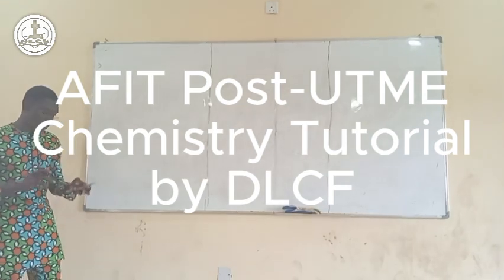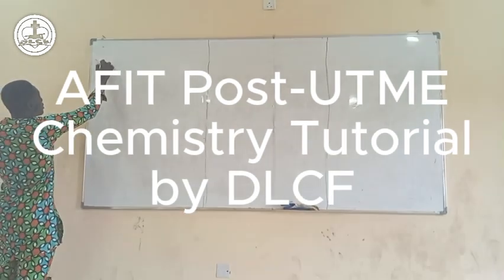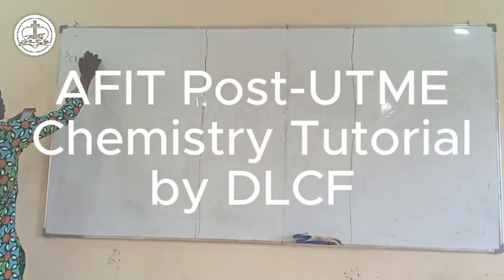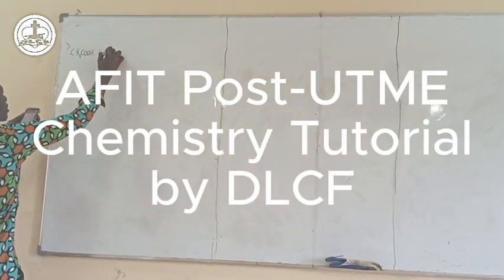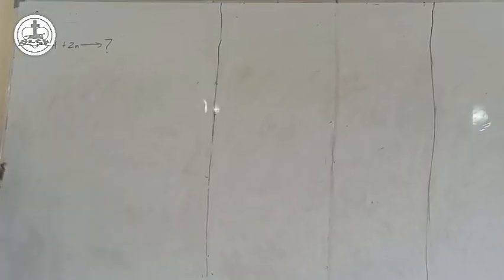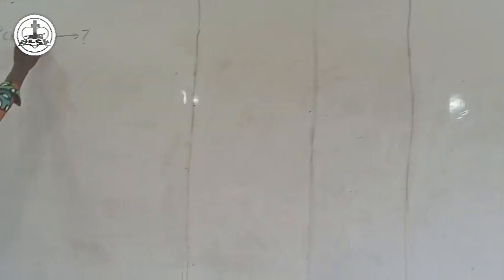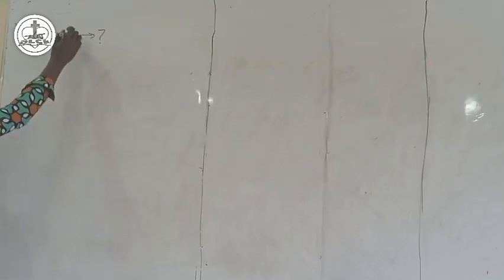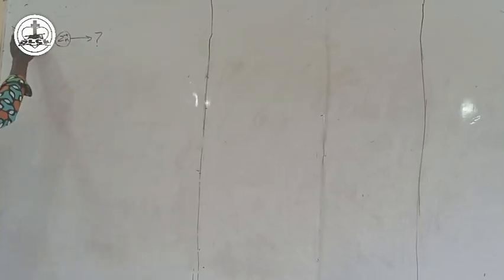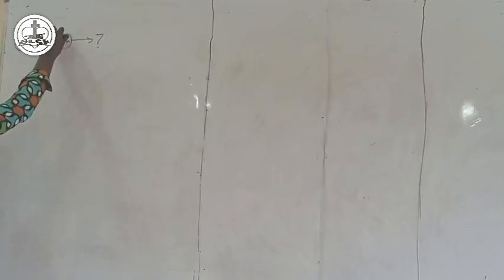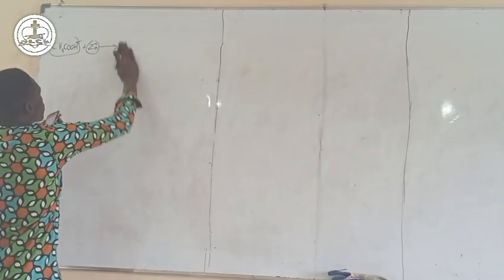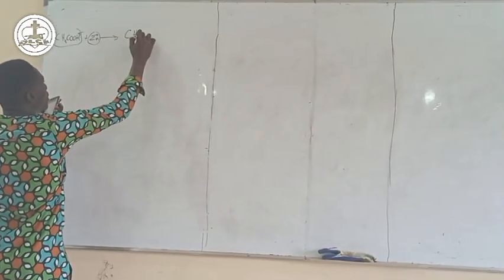So the first question is giving a chemical reaction. I'll write out the chemical reaction. It says CH3COOH reacts with zinc, and it gives what? So this is a displacement reaction. The zinc is a more electropositive metal, so it reacts with this organic acid. It displaces this hydrogen ion, and it gives us this.